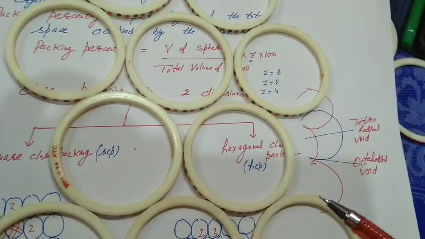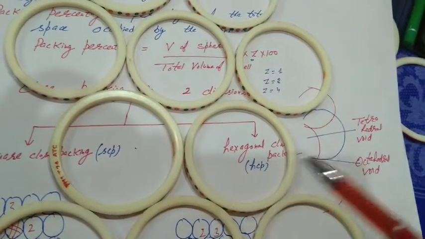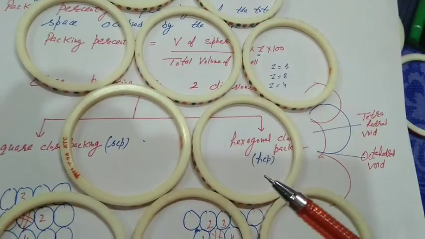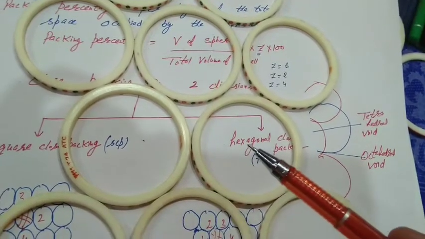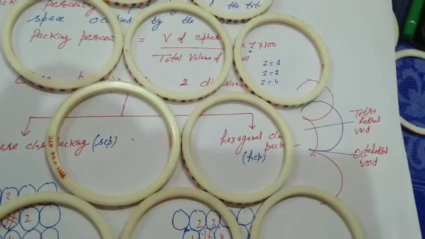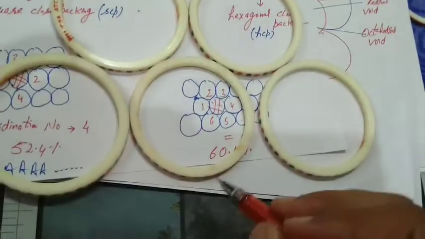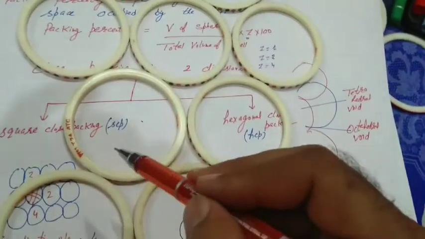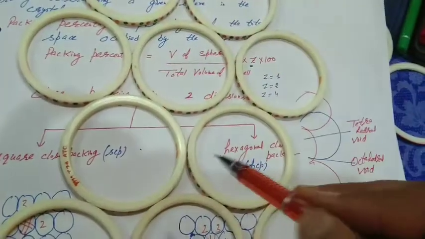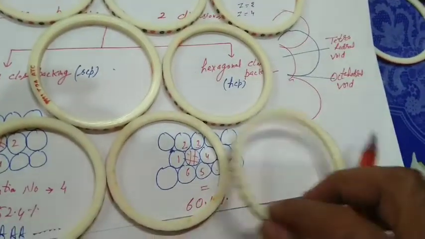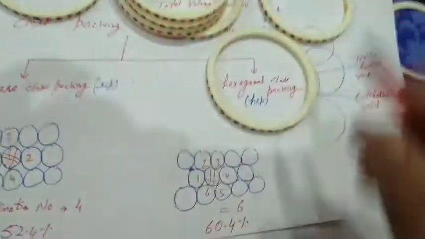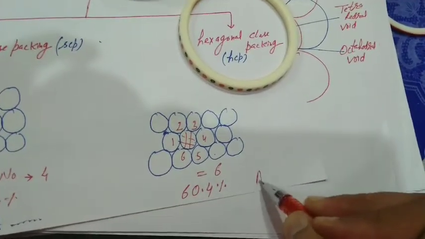HCP in 2 dimension. At first, you will give some introduction, that is, in this, spheres in second row are placed in depressions of the spheres of first row. Second row is different from first row. It is called AB arrangement. Coordination number in this case is 6 and packing percentage is 60.4%.